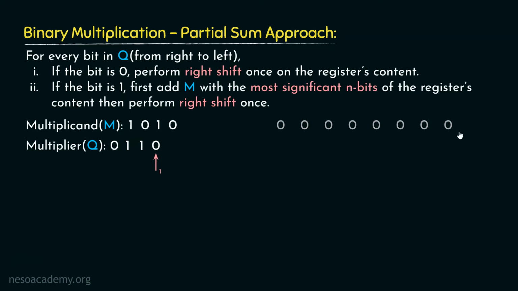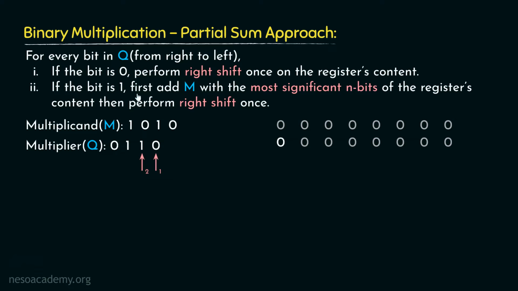So this is the register's content. So we will perform the right shift now. Performing the right shift will clear up this space, and here we are supposed to place 0. Now this is the first right shift that we have performed already. Now coming to the next bit, that is 1. Now what are we supposed to do when we come across the bit 1?